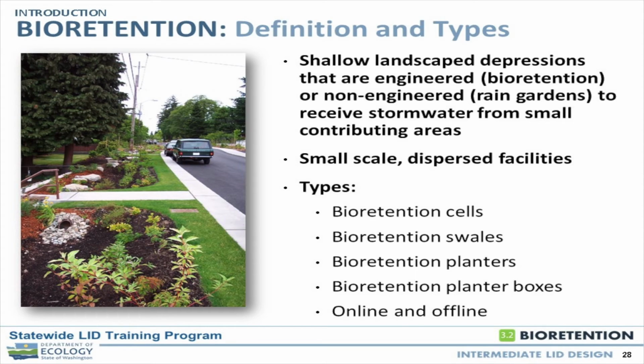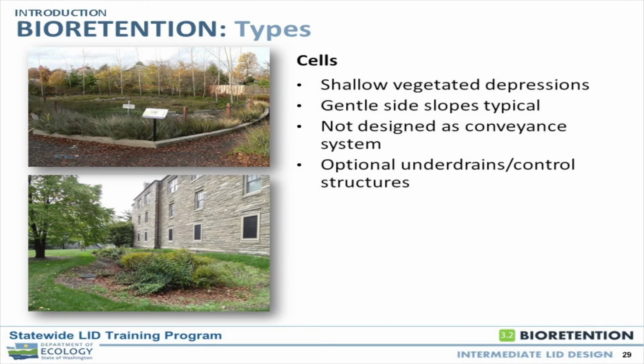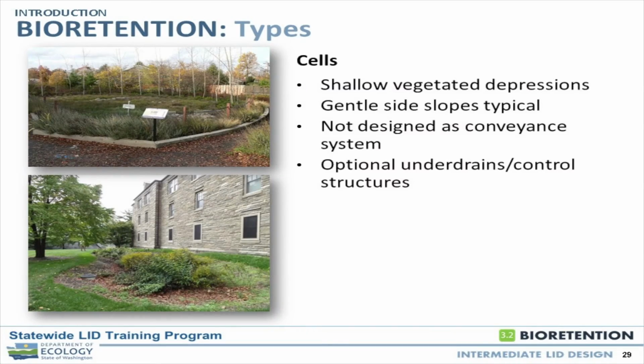Dispersed, small scale. We've got cells, swales, planters, planter boxes, and then online, offline, which is a little more obscure, and I'll show you a picture of that, and we'll be done with it. You don't see a lot of this sort of online, offline approach much in this region, if any more in the U.S. Cells are shallow, vegetated depressions with gentle side slopes, often 3 to 1. These are standalone cells, not really a conveyance structure.